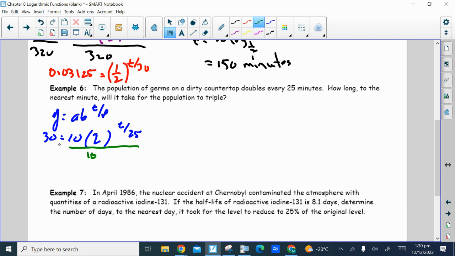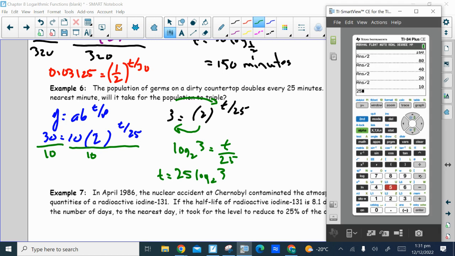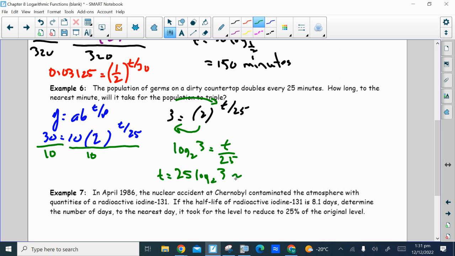If you divide both sides by 10, 30 divided by 10 is 3. And that'll equal 2 to the power T over 25. And now we'll convert to a log. Start with the base, cycle through. We'll have log base 2 of 3 equals T over 25. And then if you multiply both sides by 25, we'll get the log by itself. T equals 25 times the log base 2 of 3. So approximately, it says to the nearest minute, so approximately 40 minutes to the nearest minute.